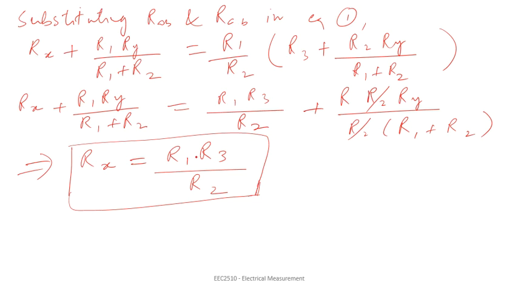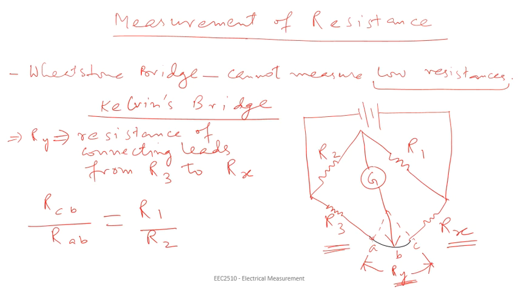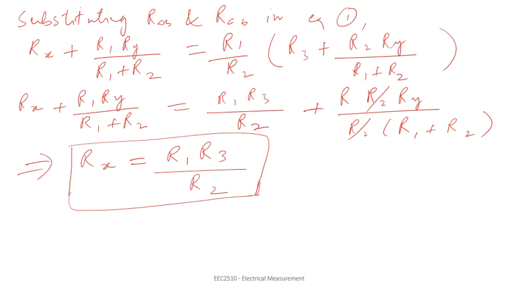Now what does it indicate? That is important. It indicates the effect of the resistance of the connecting leads. In the circuit we initially assumed a lead resistance, which is represented here as Ry. In the final equation you can see that there is no component of that lead resistance present.